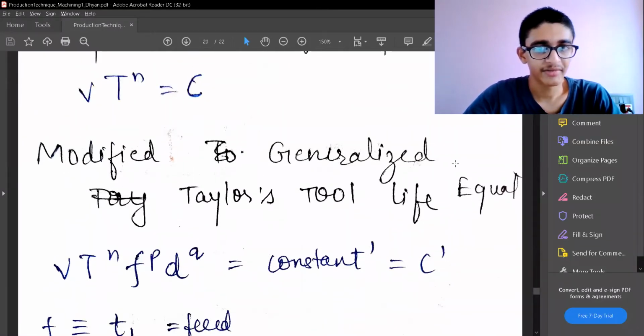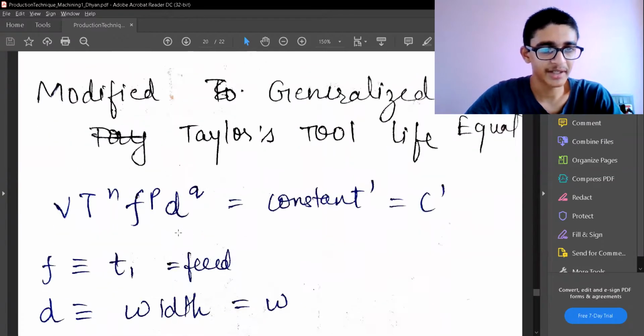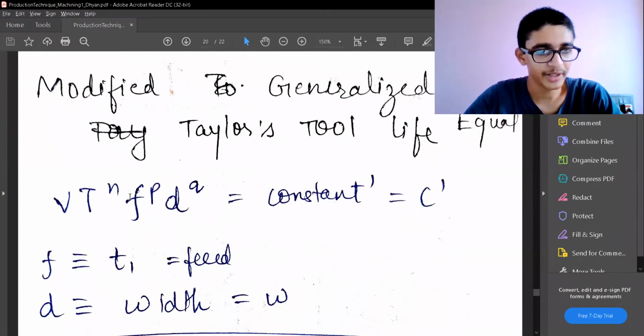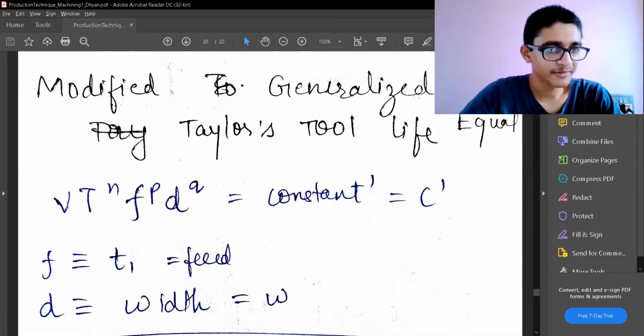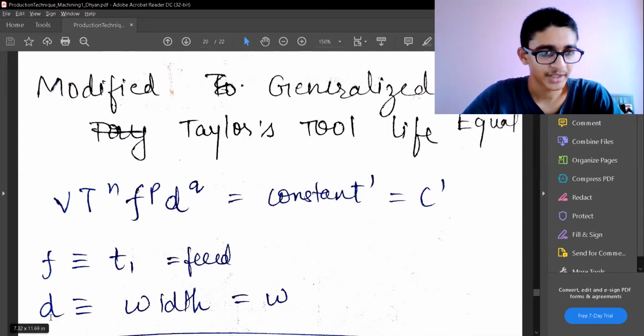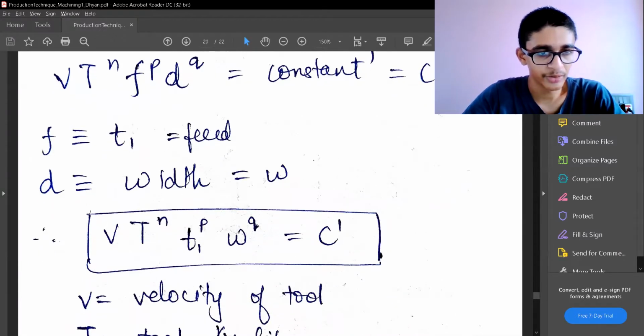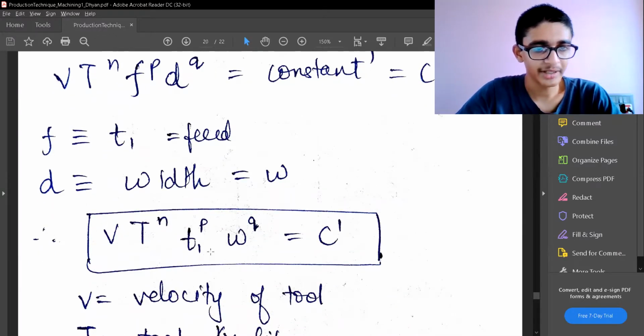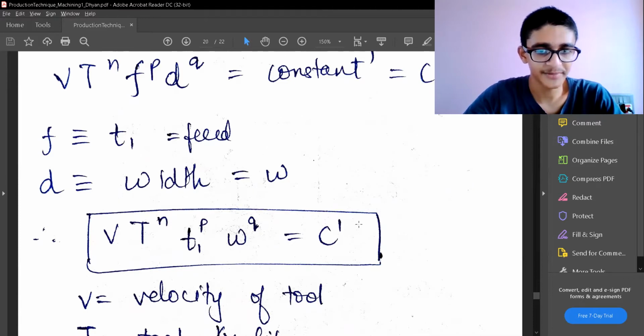But the modified, which is generalized Taylor's tool life equation, is given by this. So this is V into T raised to n into F, feed rate, raised to some constant P, into D raised to some constant Q is equal to some new constant C dash. We already know V is the velocity, T is the tool life, F is the feed, which is equivalent to T1, that is the initial chip thickness. D is equivalent to depth, and it is equivalent to width W. So this is the new tool life equation: Vt raised to n, T1 raised to P, W raised to Q is equal to some constant C dash.